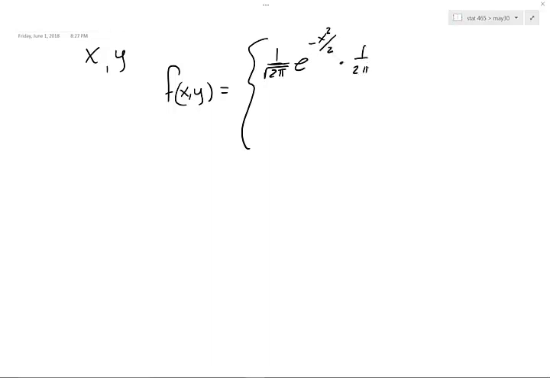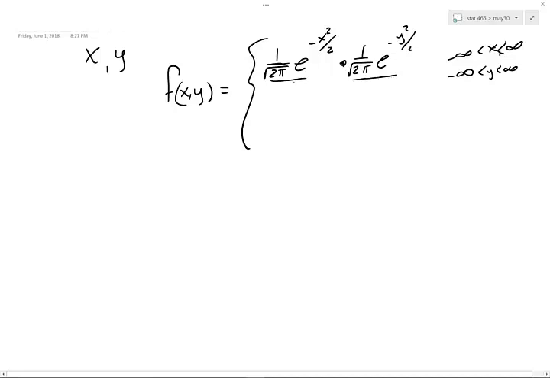Now, I'm going to write it like this, just for fun. I want to point something out to us. That guy right there says that they are independent. How do I know that? Because if you have a joint PDF where it's a product of 2 things, where this is only x and this is only y, then x and y are independent of each other. Now, so they are both standard normals. Okay?